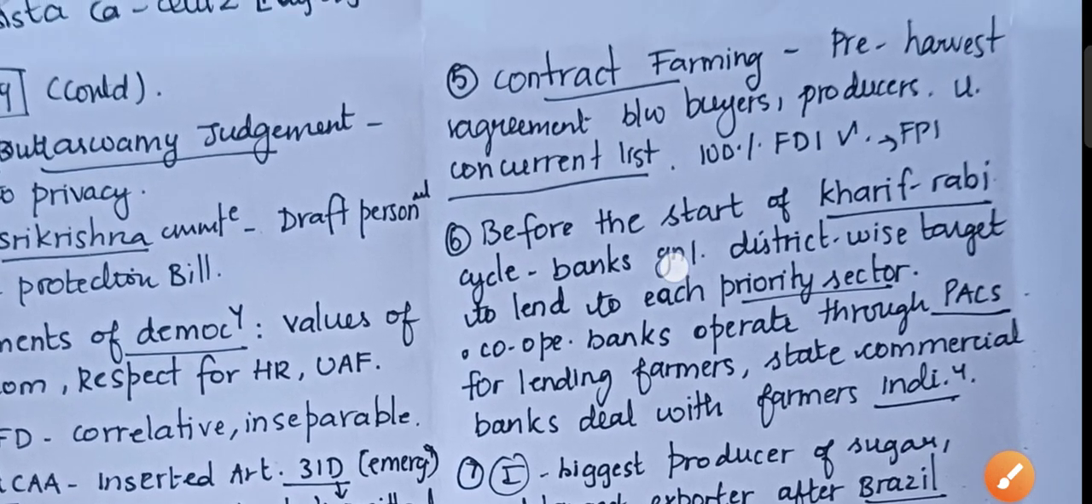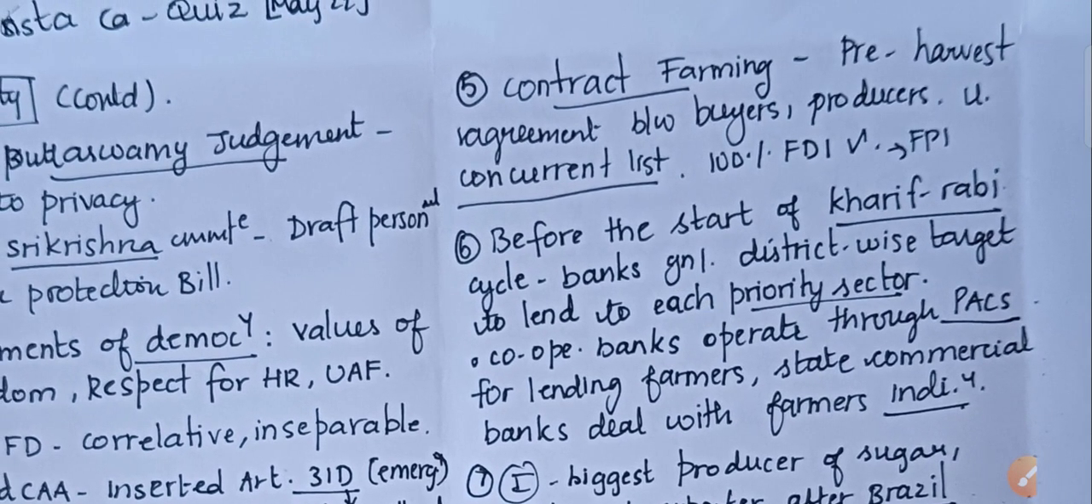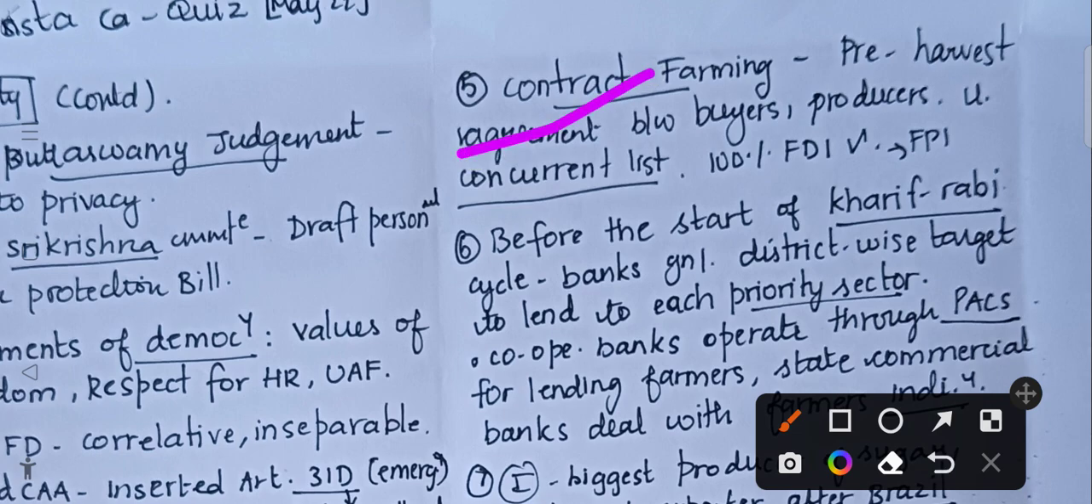Next fact is about contract farming. This is a pre-harvest agreement between buyers and producers. This comes under the concurrent list, whereas agriculture is in the state list, but contract farming comes under the concurrent list. And 100% FDI is allowed in the automatic route for the food processing industry.